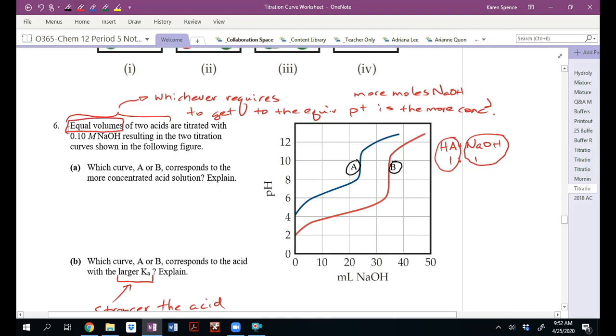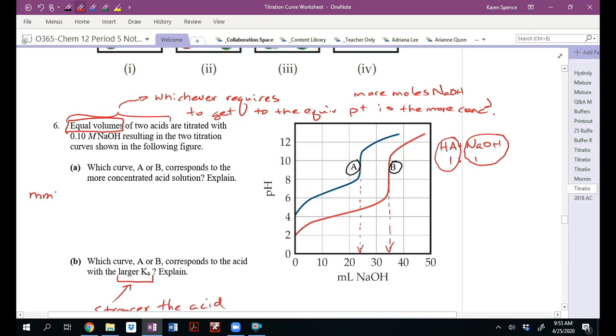You might just be able to tell by looking at the diagram that A requires less volume of NaOH than B to get to the equivalence point, to react all of the acid, so there must be less acid, and so A is going to be less concentrated. B is going to require about 35 milliliters of the NaOH to get to the equivalence point. And so B will be more concentrated. But we can prove that if you'd like to go through that.